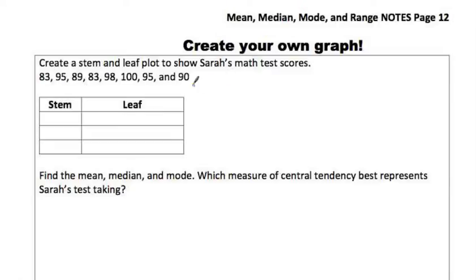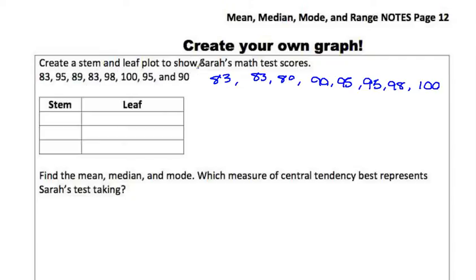If we put these numbers in order, it'll be 83, 83, 89, 90, 95, 95, 98, and 100. And I'm going to count: 1, 2, 3, 4, 5, 6, 7, 8. And I have 8 numbers.